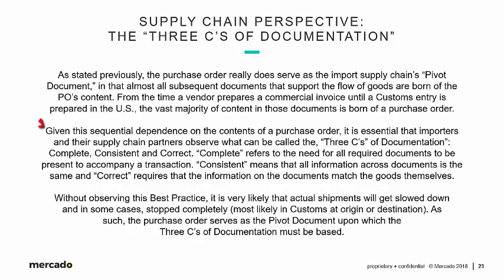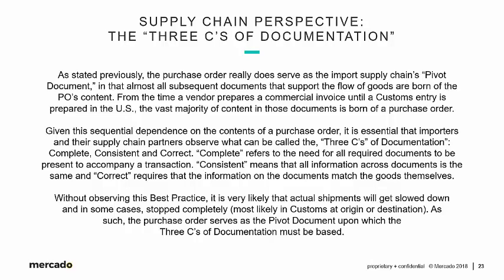Second paragraph. Given this sequential dependence on the contents of a PO, it is essential that importers and their supply chain partners observe what can be called the 3 C's of documentation: complete, consistent, and correct. What does that mean? Complete refers to the need for all required documents to be present to accompany a transaction. In the U.S., to do an entry, you either need the documents or the content of the documents found on a commercial invoice, a packing list, and the transport doc to even do the entry. They have to be there, or the information at least has to be there.